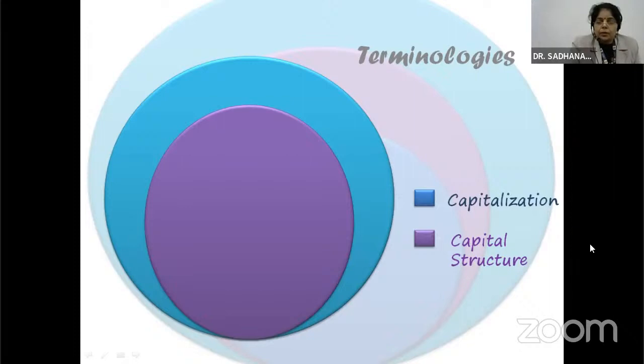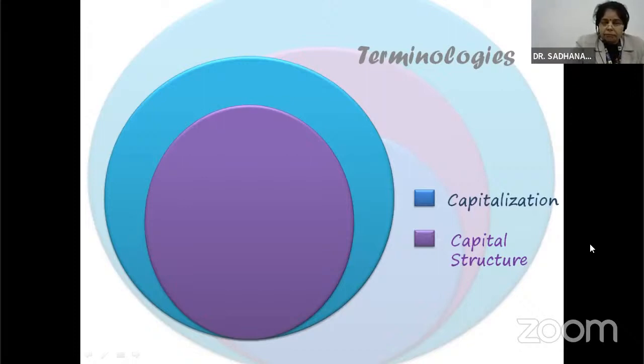That amount which we require to start a business is known as the capital or capitalization. For example, suppose we require 1 crore rupees to run a successful business. Then it means that 1 crore is the total capitalization, or the total capital is 1 crore.